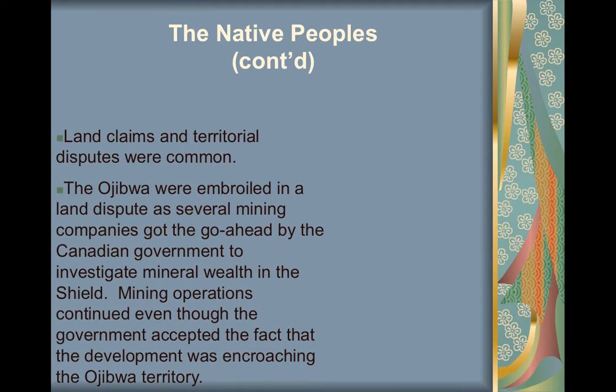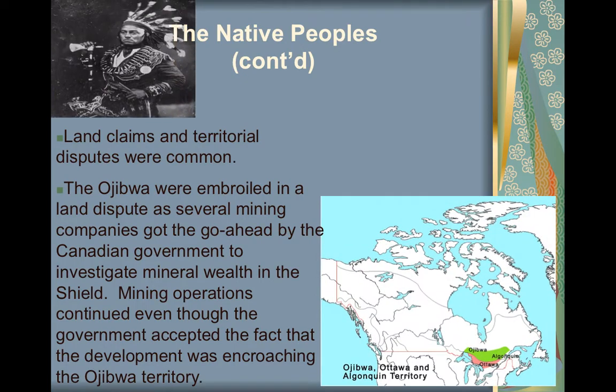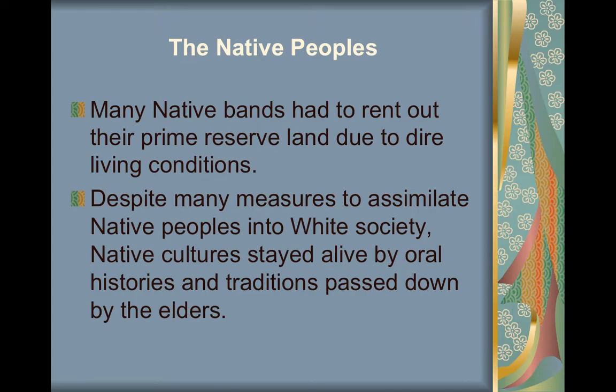Several mining companies were trying to get the go-ahead from the government, but it was deemed that the government would control mineral rights, things like that, on First Nations land, and also decide how and when this was actually going to happen. Many of the native bands became supported. They had to rent out their prime land on reservations to Europeans, and the Europeans just basically never gave the land back. So much of the land that was put aside for First Nations people was actually taken away from them during this time period. Despite many measures to assimilate the people, the 150-year experiment failed miserably and is a direct result of many of the issues First Nations in Canada face today.